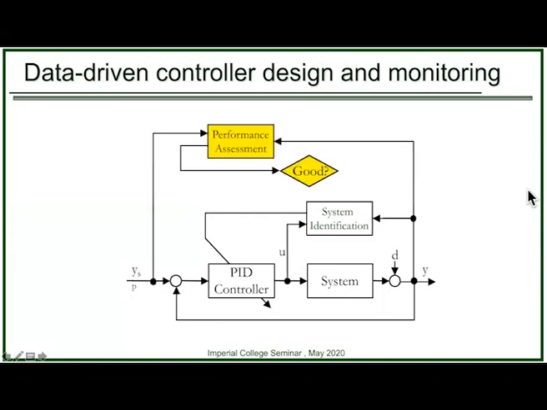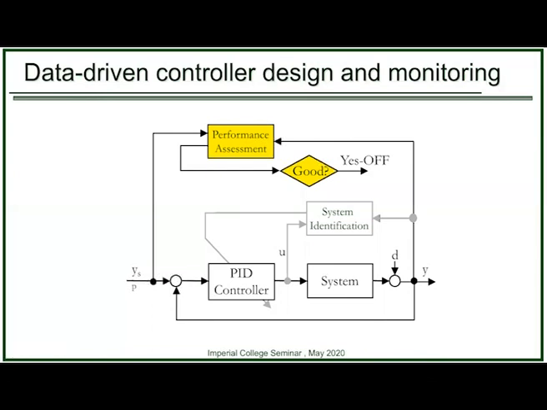If you build a performance monitoring tool on top of the adaptive controller, then you can ask the question, is the performance good or not? If it is not good, then you can turn the system identification block on and update the controller parameters. On the other hand, if performance is good, you want to let the controller do its job, let the status quo prevail. So this is the basic idea.